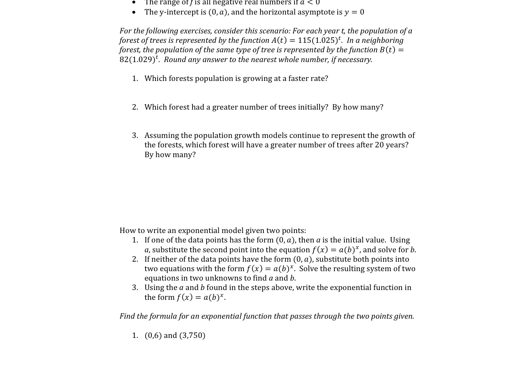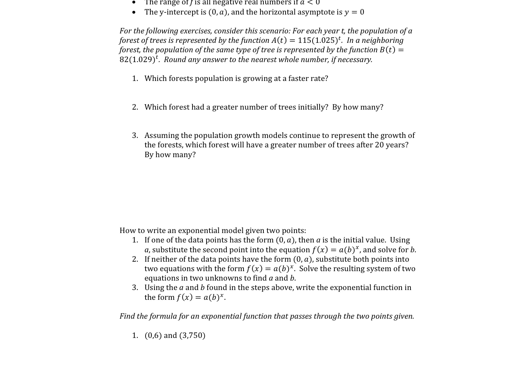Okay, so for the following exercises, consider this scenario. For each year t, the population of a forest of trees is represented by the function A of t. In a neighboring forest, the population of the same type of tree is represented by the function B of t. Round any answer to the nearest whole number if necessary. So we're going to answer these first 3 questions about that one.